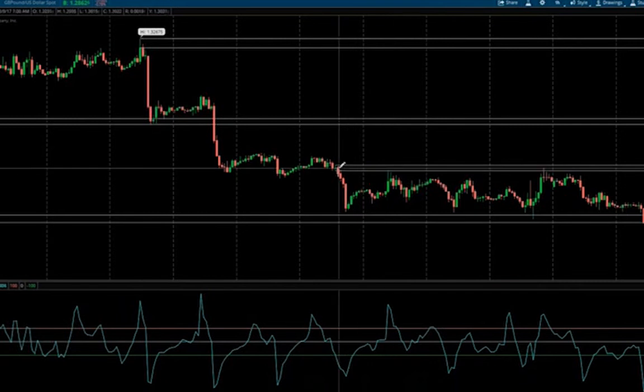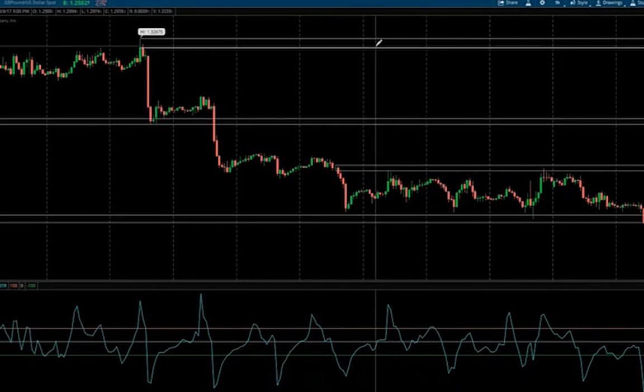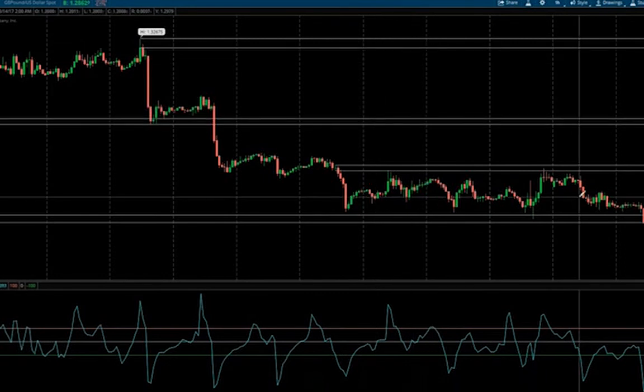Again, I don't put these lines on afterwards. They're there beforehand, just like this one is. If the market jumped up here or up here, I'm ready and waiting for it. And that's the job of a professional trader.